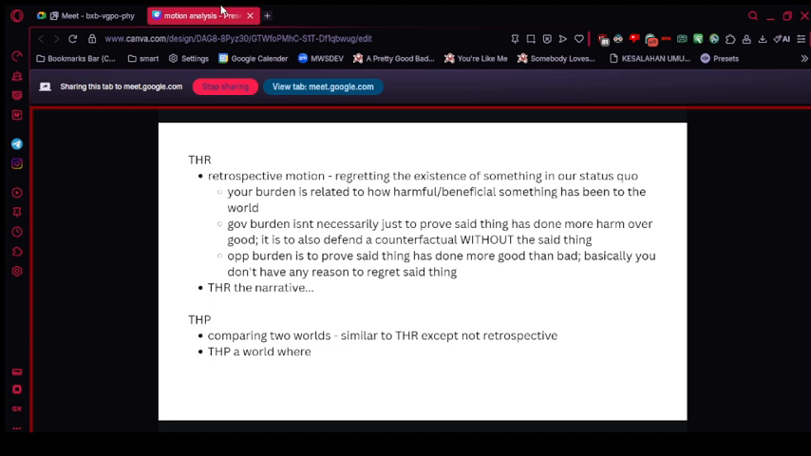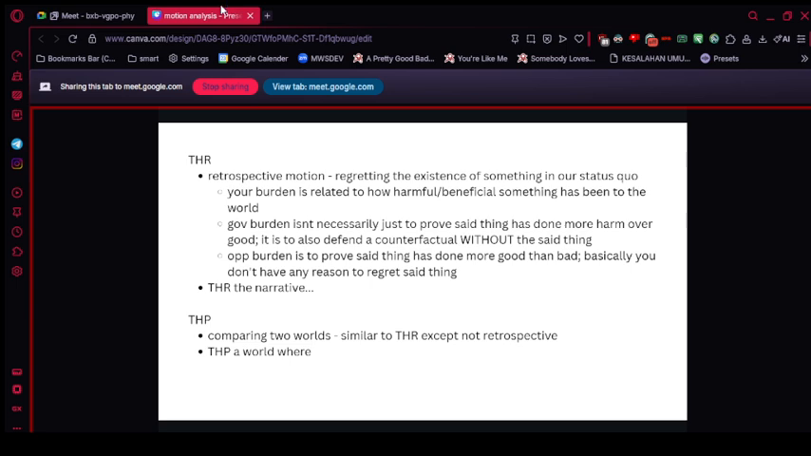So the government burden is also going to be about proving that said thing has done more harm than good. So to prove that you should regret it because it's done more harm than good. But that's the first part of your burden. The second part of your burden is also to defend a counterfactual without the same thing. What do I mean by that?